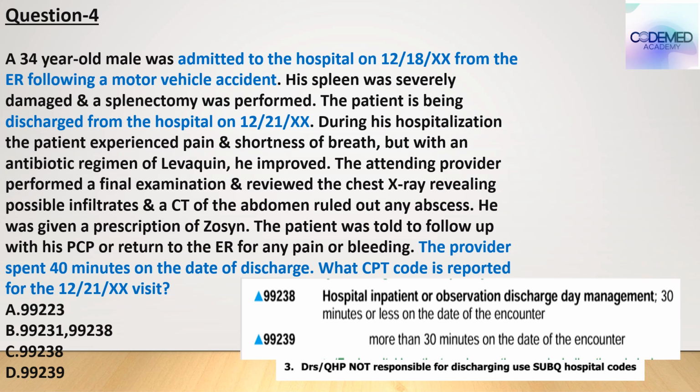What CPT code is reported for the 21st December? Now here he was admitted on 18th. From where was he admitted? From the ER, admitted to the hospital from the ER. Okay, so that is one important thing, and we are told to code for the 21st December. What happened on 21st December? The discharge happened. So we are told to only code for the 21st December.